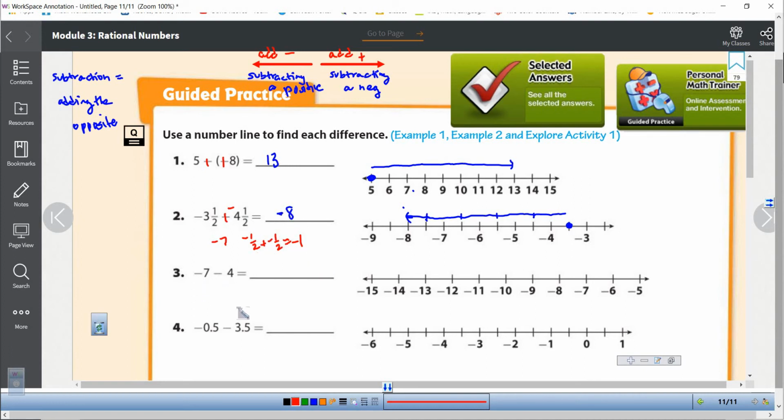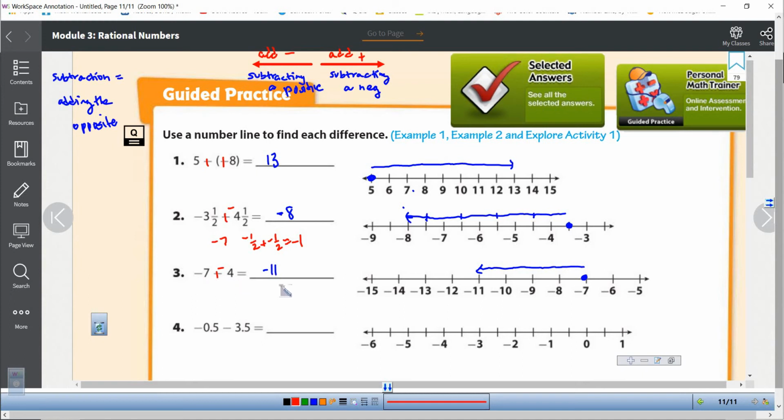All right, negative 7 minus 4. Again, if we're on the number line, we could start at negative 7 and go back 1, 2, 3, 4. And you could see that lands us at negative 11, right? Or we could say subtracting a positive is the same as adding a negative.